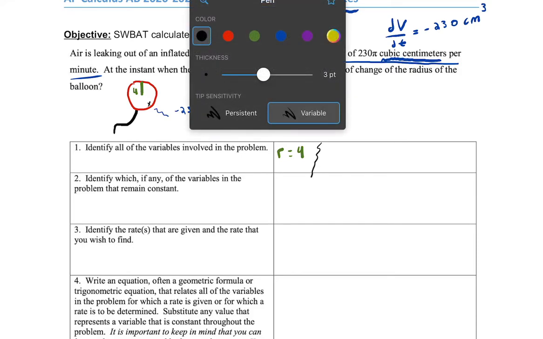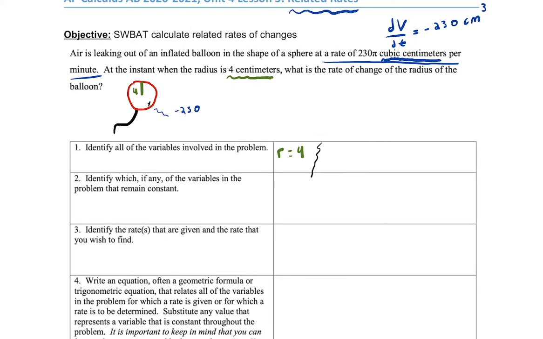We know the volume is changing. The volume is changing at a rate of negative 230 centimeters cubed. And finally, we want to know how fast is the radius changing? Identify which of any of the variables remain constant in this equation. So this one, there's none that remain constant, right? If the balloon is shrinking, all of these things are changing. We'll see an example of a constant variable in a second. So that's good.